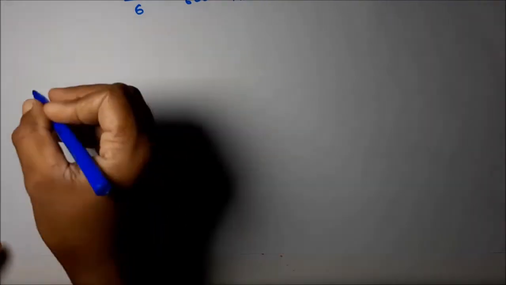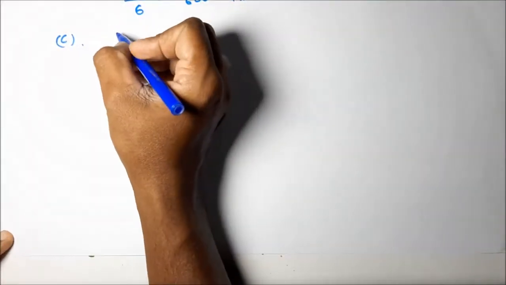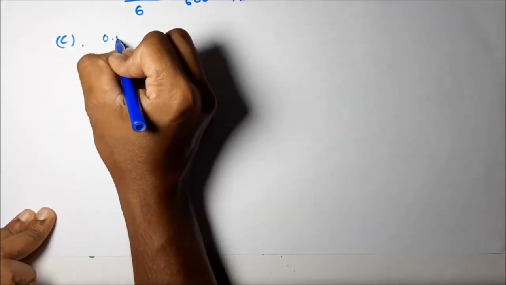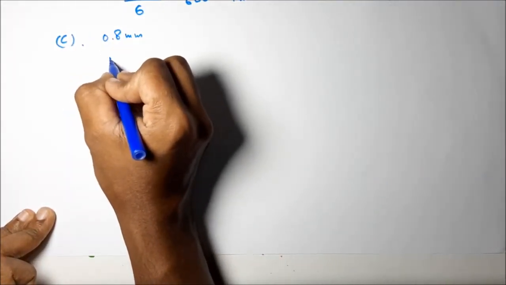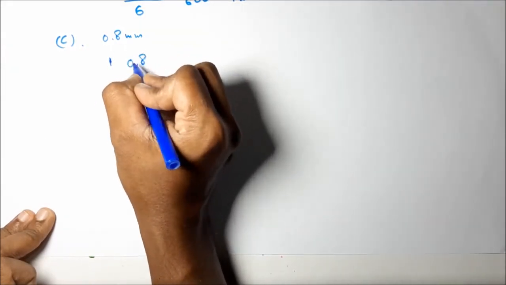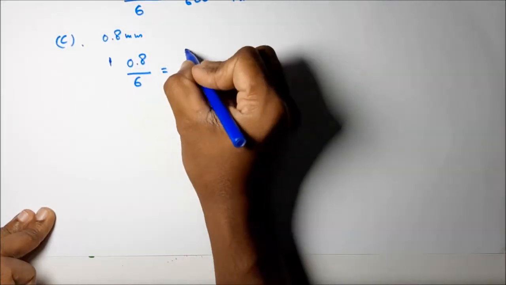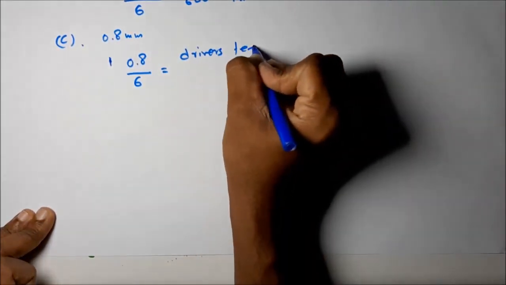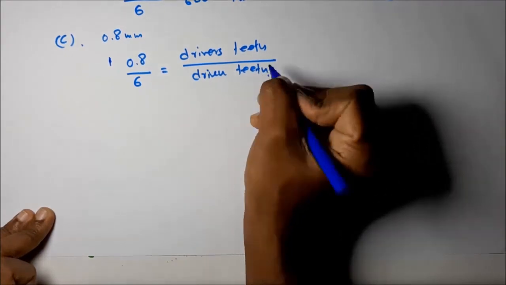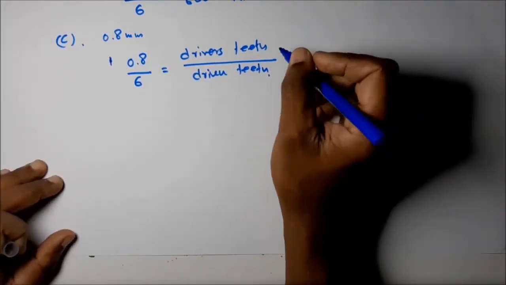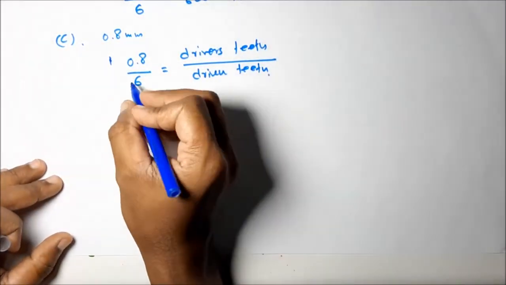Let me take the more complex one. Okay, then see, the problem is we have to cut the 0.8 millimeter pitch with the 6 millimeter lead screw. Then what is the pitch to be cut? Pitch to be cut is equal to 0.8. Pitch of the lead screw is equal to 6. It is equal to driver's teeth divided by driven teeth.